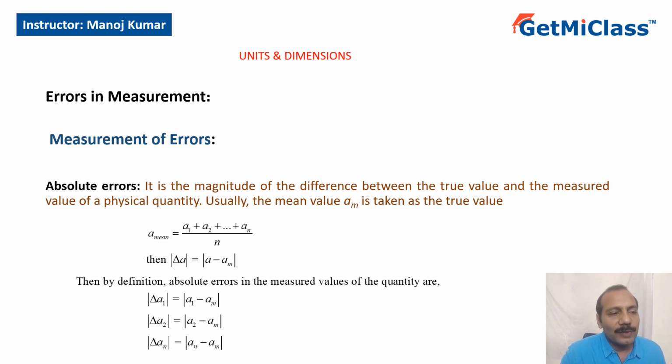Now, what is the true value? True value is the mean of the values of the measurement. Here you can see that if I take n measurements, A1, A2, A3, and so on, then the mean of those measurements is considered to be the true value. Now, the absolute error of each measurement would be the difference between the measured value and the true value. That will give us absolute error. So you can see that delta gives the absolute error in each measurement.